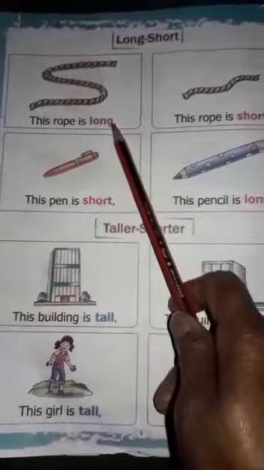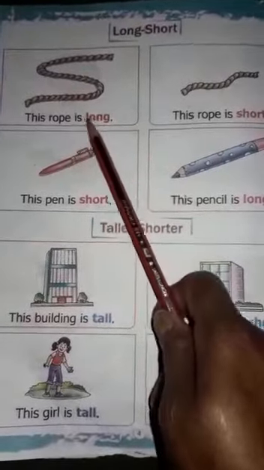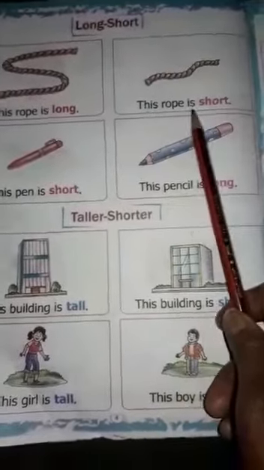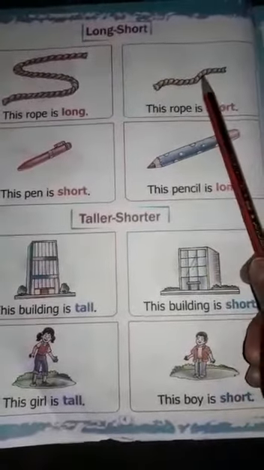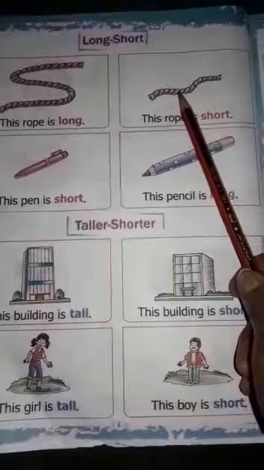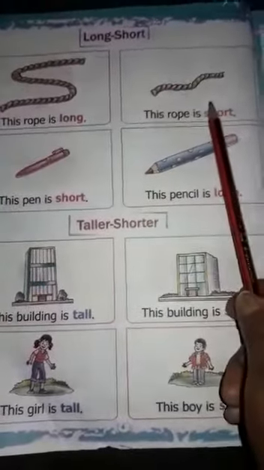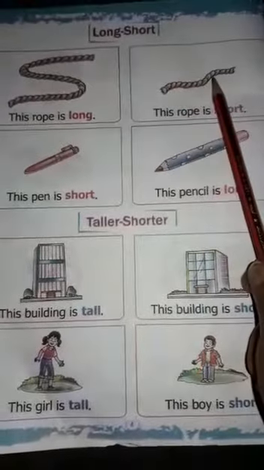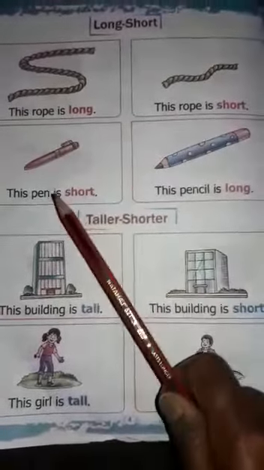This rope is long. Ye ek rassi hai. और ये कैसी है रस्सी? L-O-N-G, long. And this rope is short. और ये भी एक रस्सी का टुकड़ा है. लेकिन ये रस्सी का टुकड़ा इस रस्सी से short है, छोटा है. Short, long.